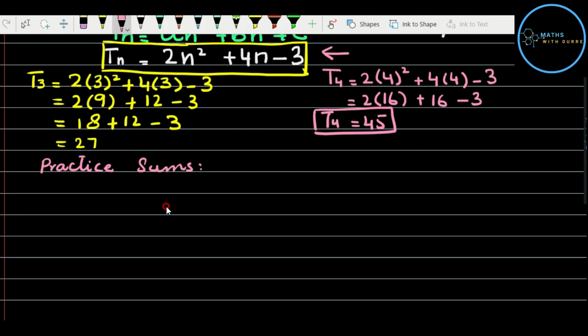The sequences are: 5, 12, 25 and 44. Then 10, 19, 32 and 49. And 8, 14, 22 and 32.